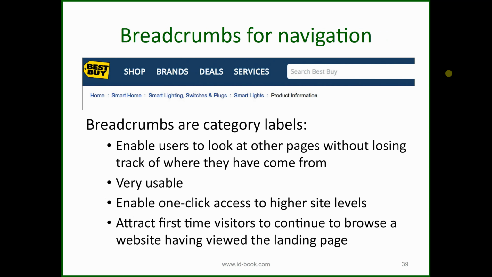One way to improve predictability of a site is by incorporating breadcrumbs. Breadcrumbs are category labels that enable users to look at other pages without losing track of where they have come from. It enables one-click access to higher site levels.